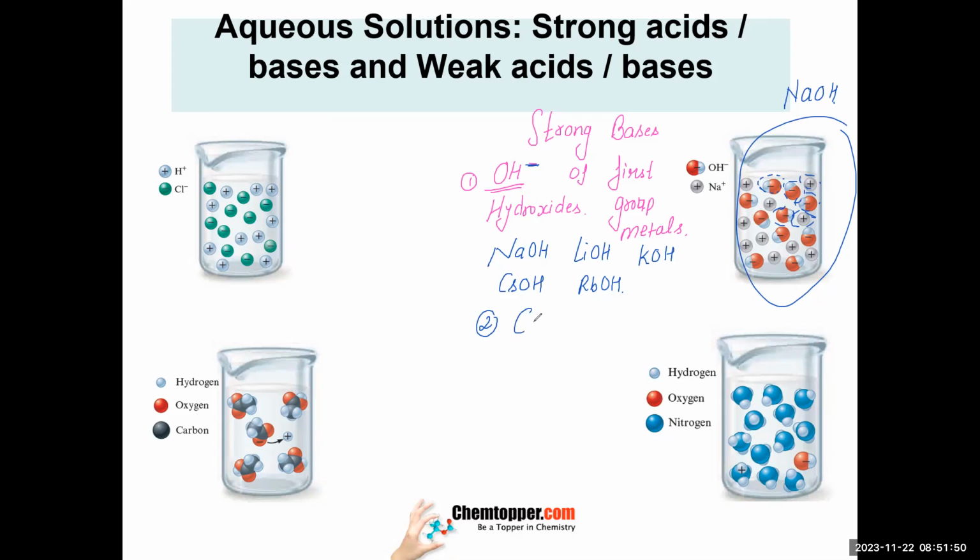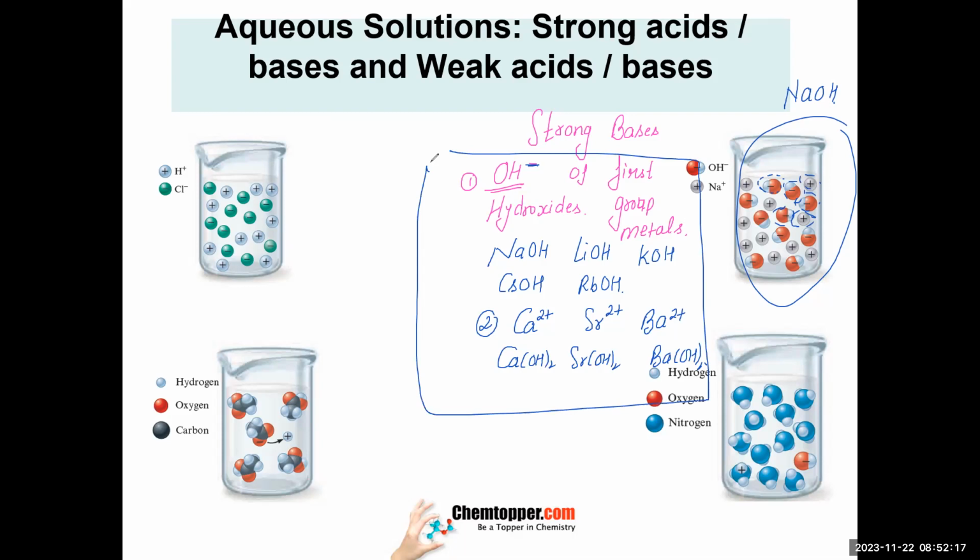Yes, but the formula, Anil, is wrong. It's a second group element. They are calcium 2 plus, strontium 2 plus, barium 2 plus. So their hydroxides will be calcium hydroxide, strontium hydroxide, and barium hydroxide. These are the strong bases. The rule is very simple. Rest all are weak.